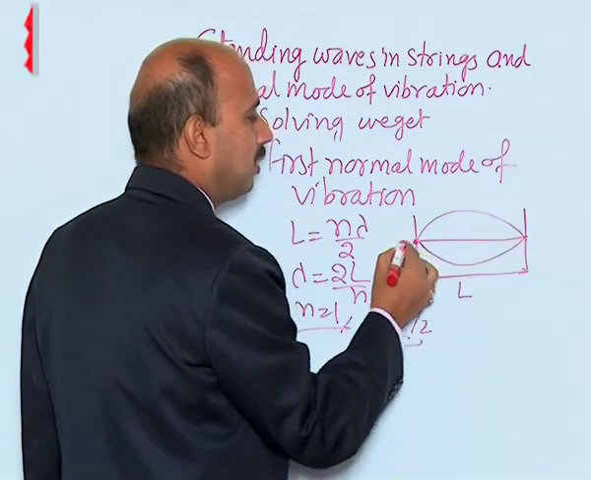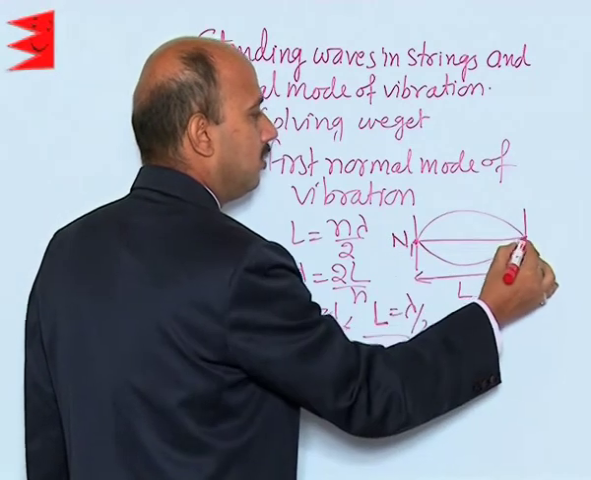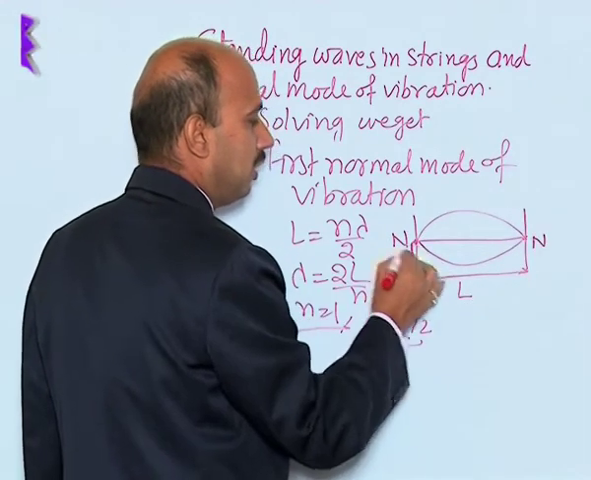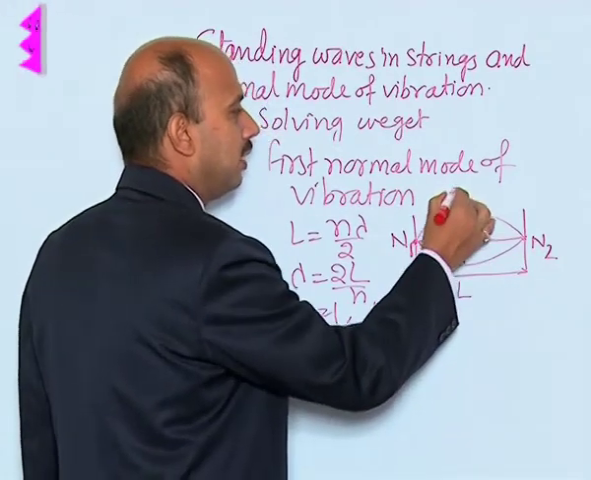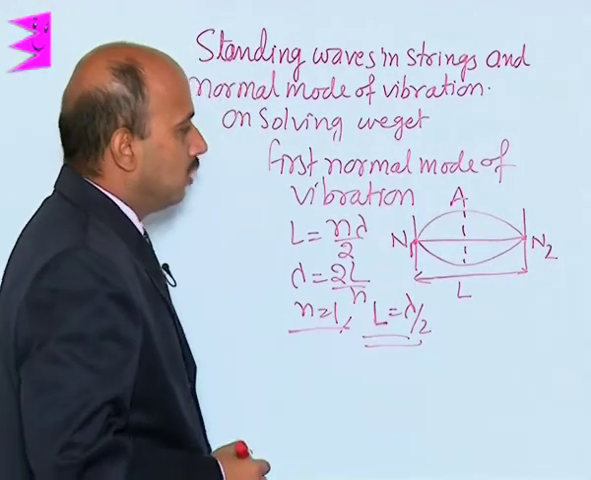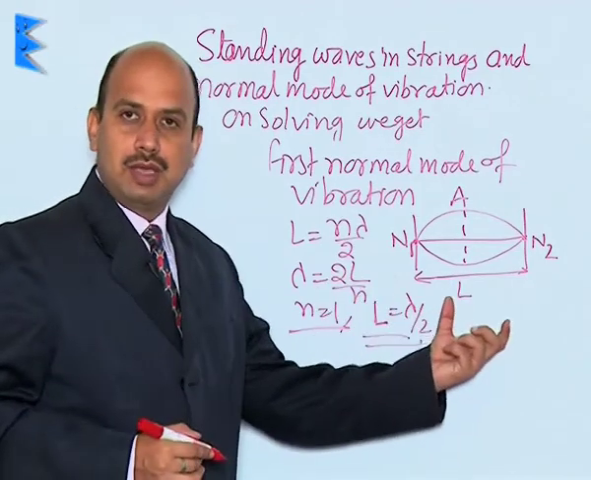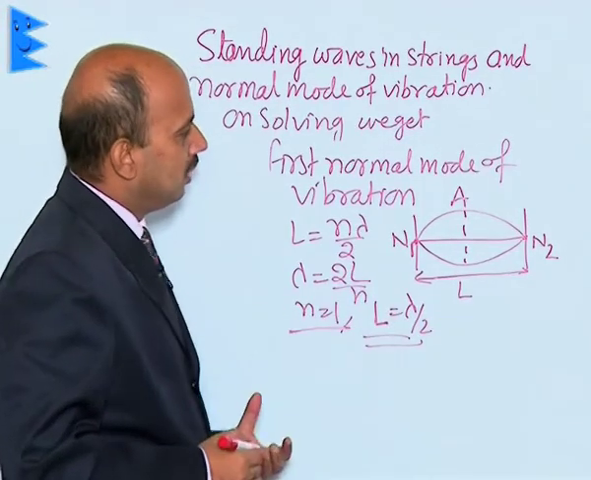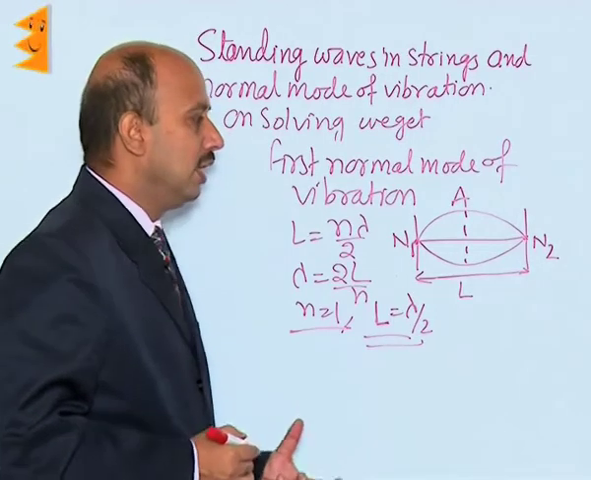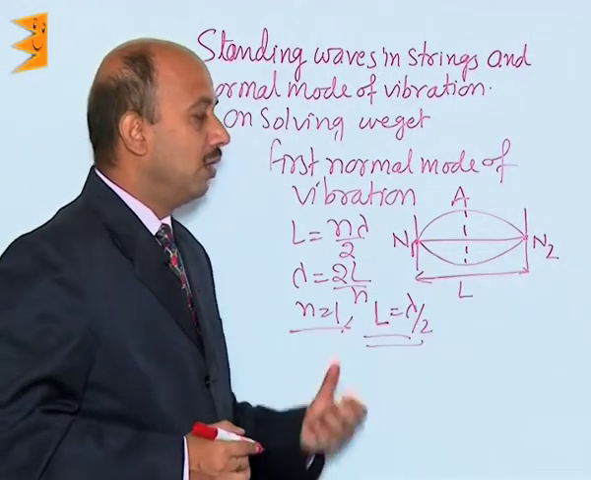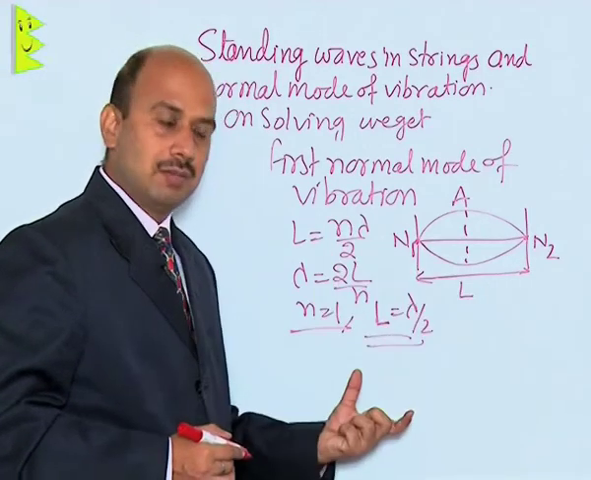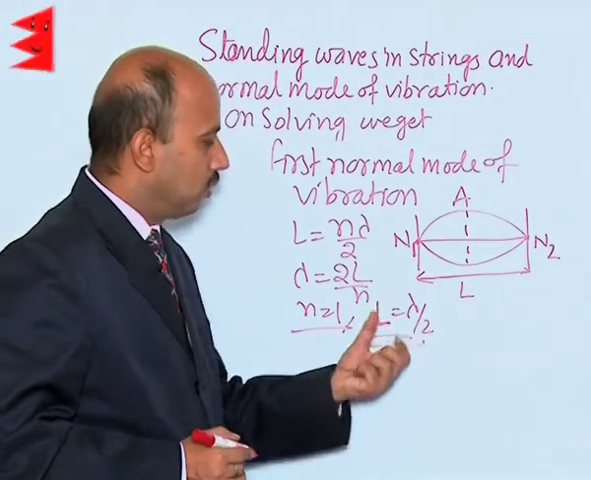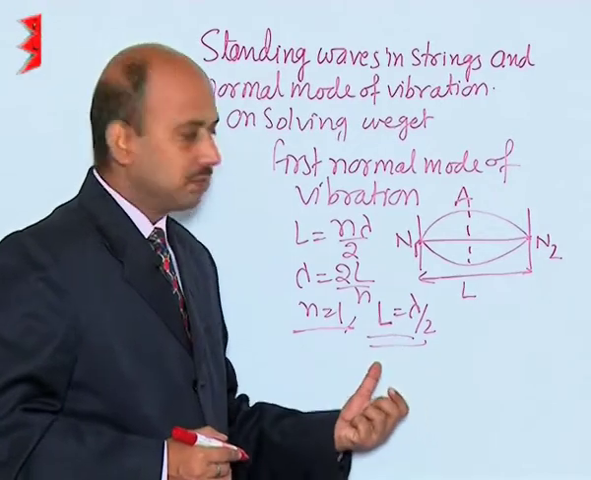So, this point is representing antinode, this is representing node, and this is representing node, and this one is representing here antinode. So, when the string vibrates in this way, or you can say in the first normal mode of vibration, it has got two nodes and one antinode, and this whole length is vibrating in one segment, and its wavelength is equal to lambda by 2 here.